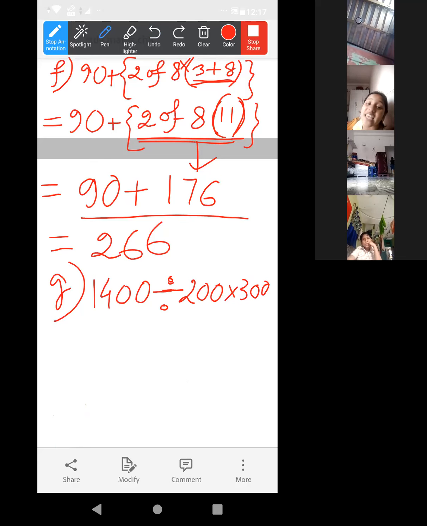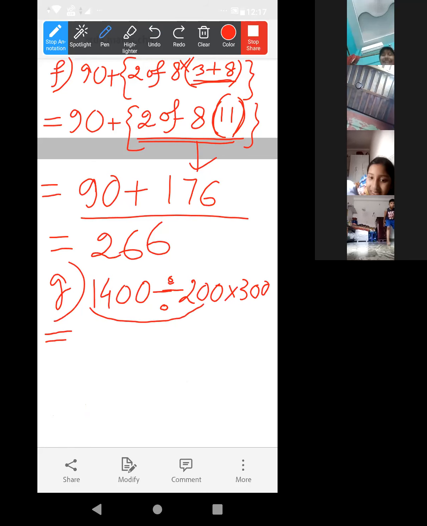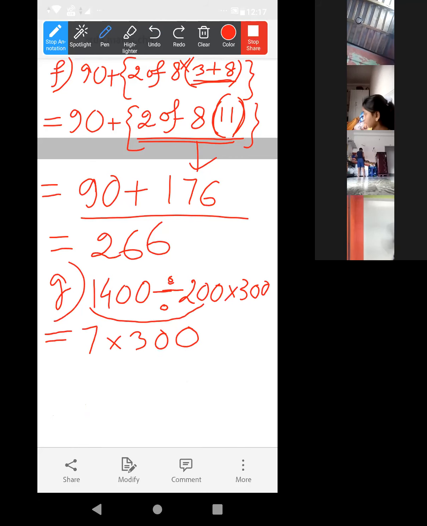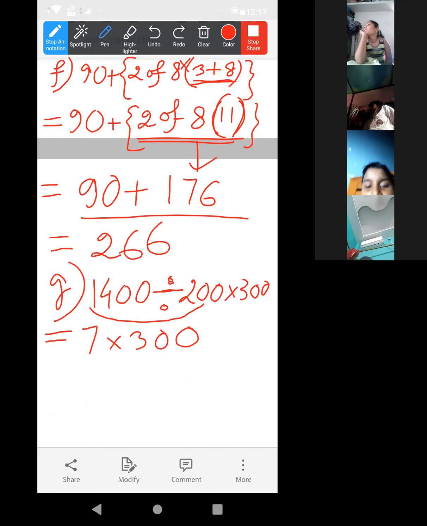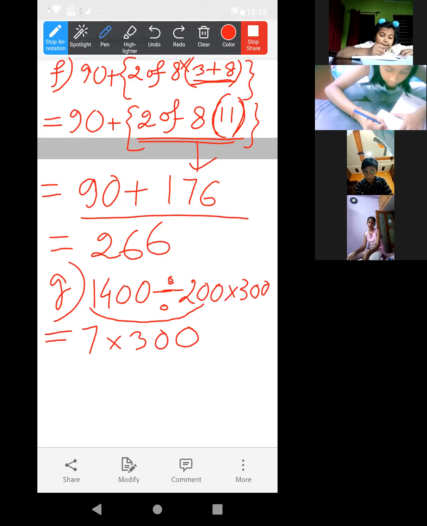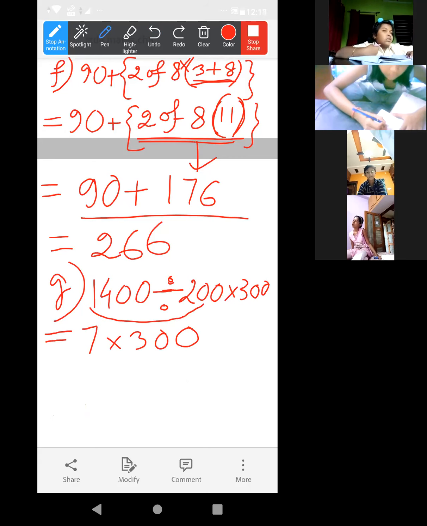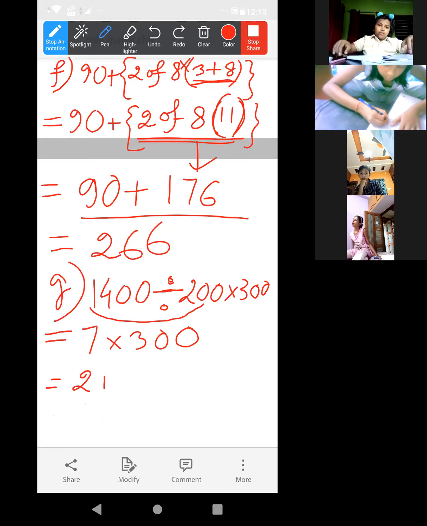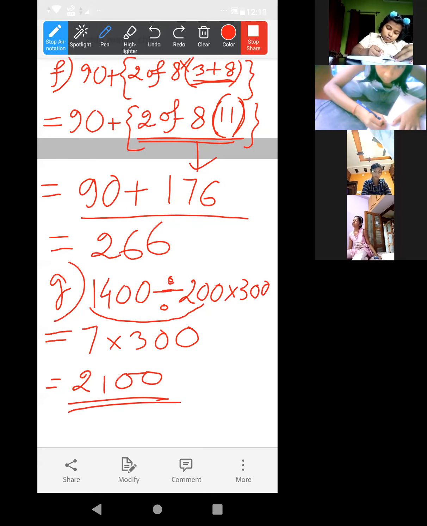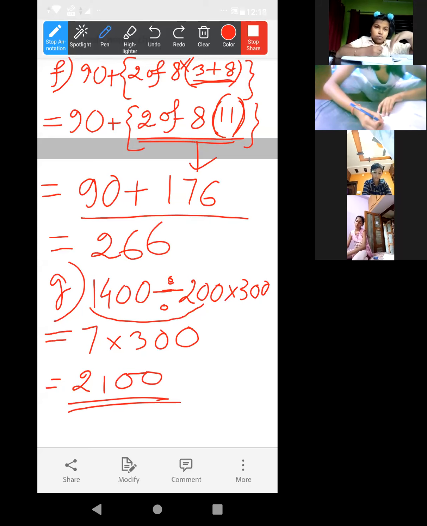Do it yourself. If we do this division, 7, yes, into 300. Mohammad Nahid, what are you doing? This is the answer. Done? I'll move to the next one.